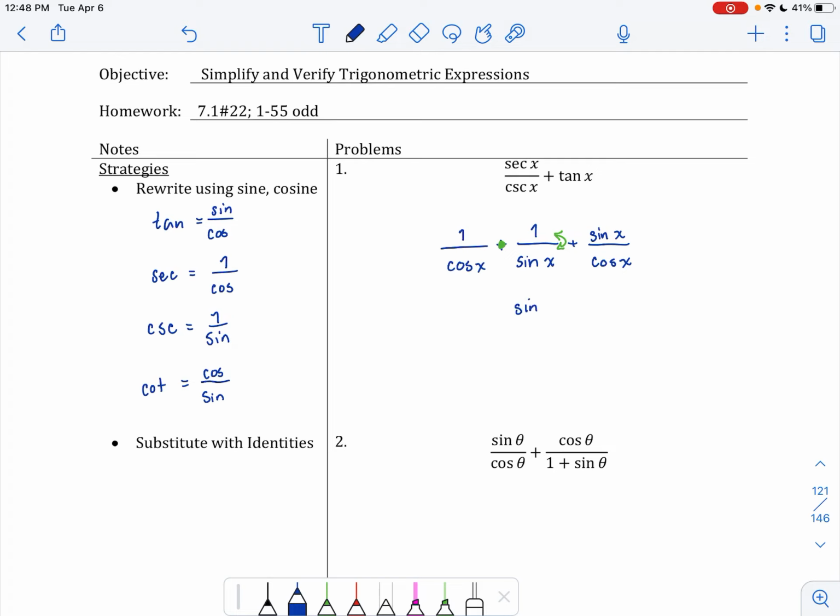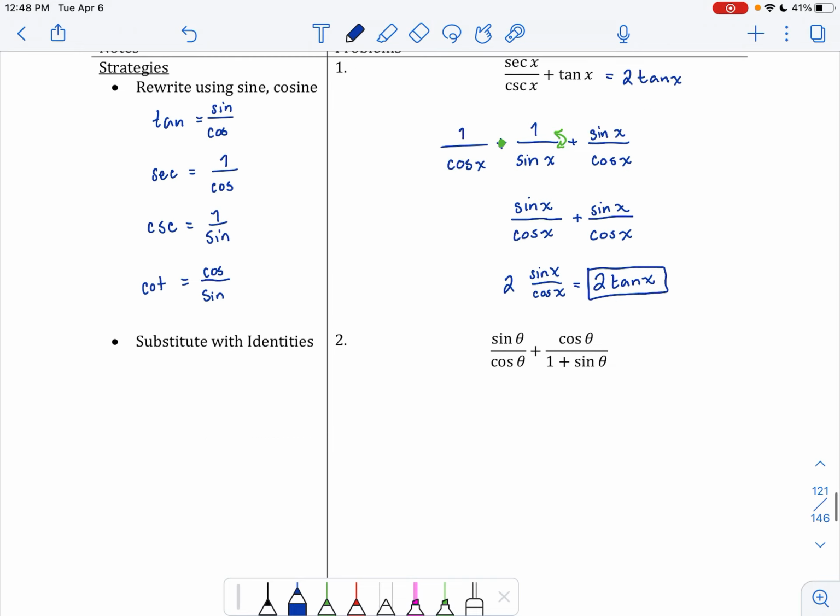So then sine is in the numerator, sine x over cosine x for that multiplication, plus sine x over cosine x. Now, you'll notice that these are the same. So this is 2 sine x over cosine x, which we can simplify to 2 tangent x. So this is the simplified version of this unsimplified here. So this is the same as 2 tan x. That's one way to simplify.